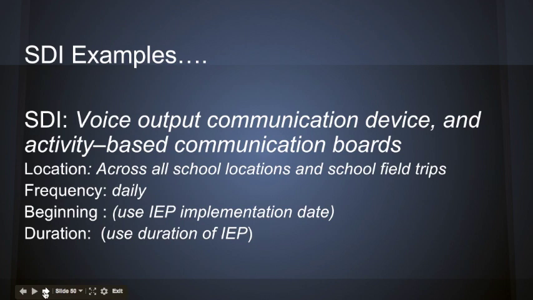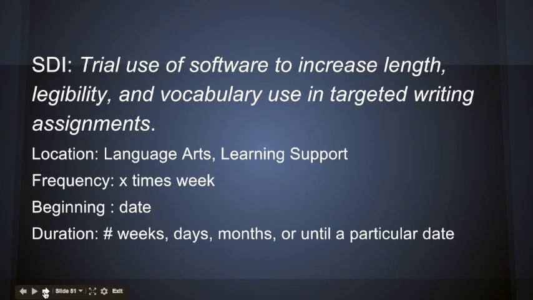Some SDI examples might be a voice output communication device and activity-based communication boards. A location would be across all school locations and school field trips. When is it being used? Daily. When is it beginning? As soon as the IEP date, and then the duration. Or if you're halfway through the IEP and you discover this tool is necessary, you would use the date when you are going to begin using that tool. Your duration date would still probably be the end of the IEP, at which time you would revisit the tool again and make sure it's still working best for the student. Another example: trial the use of software to increase length, legibility, and vocabulary in targeted writing assignments. Again, location, frequency, beginning, and duration.